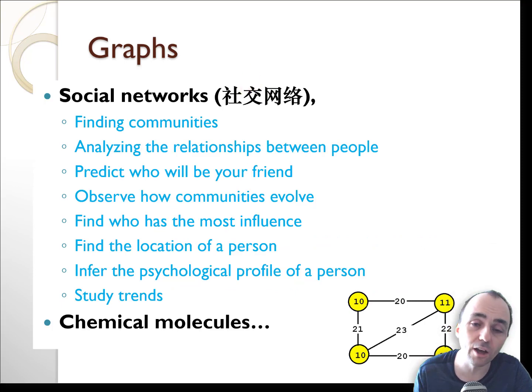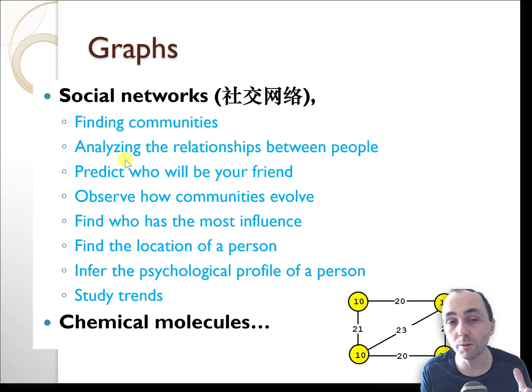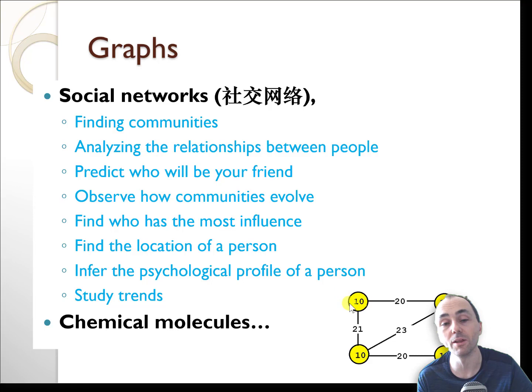Another type of data are the graphs. So graphs are used, for example, in the social networks. For example, in social networks, we could try to find the communities of people, analyze the relationship between people, or predict who will be friends with who to do some recommendation, maybe who could be your friend, or find the people who have the most influence, or the location of a person, and so on. There are many things we can do with graphs.